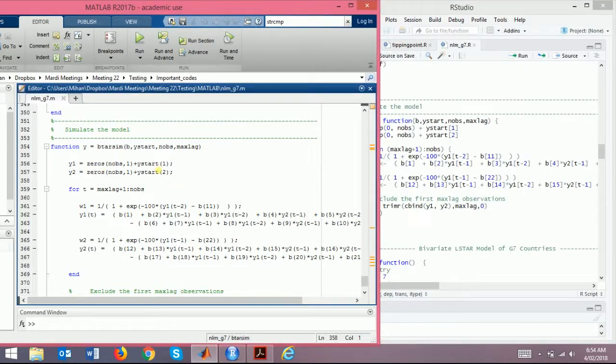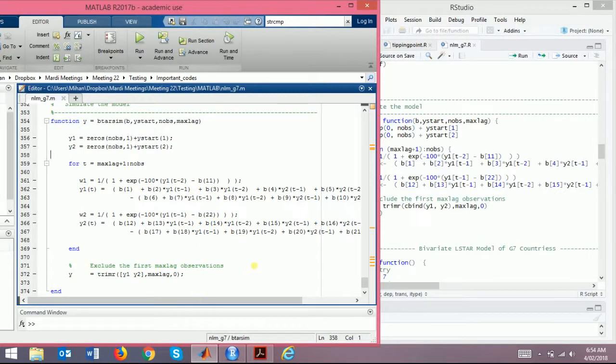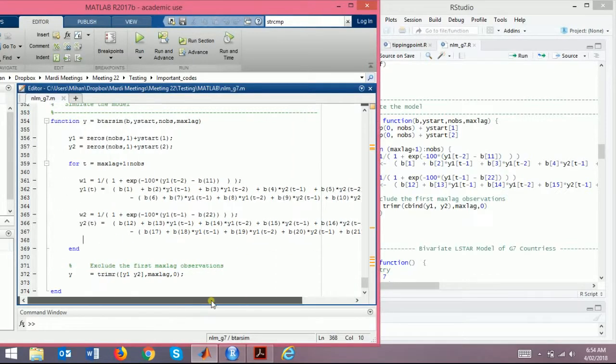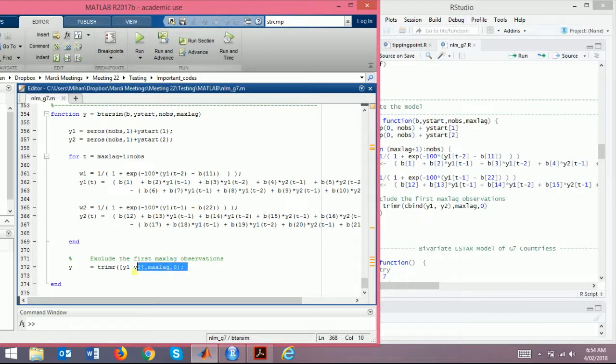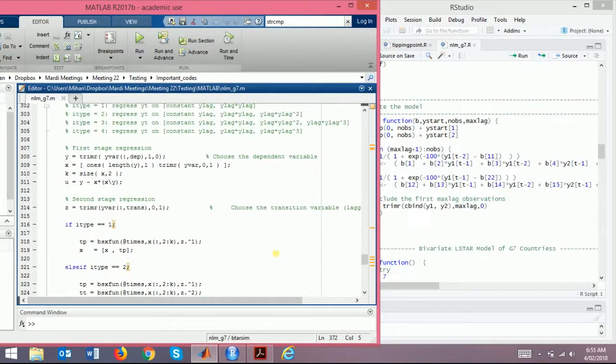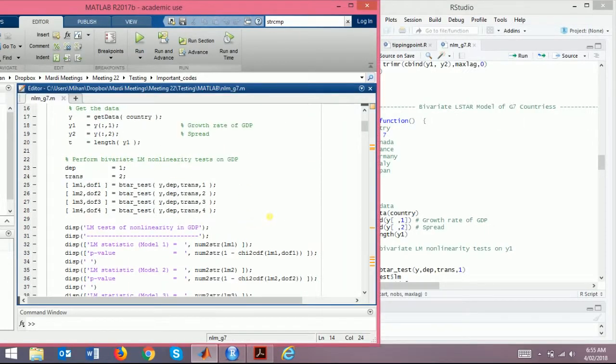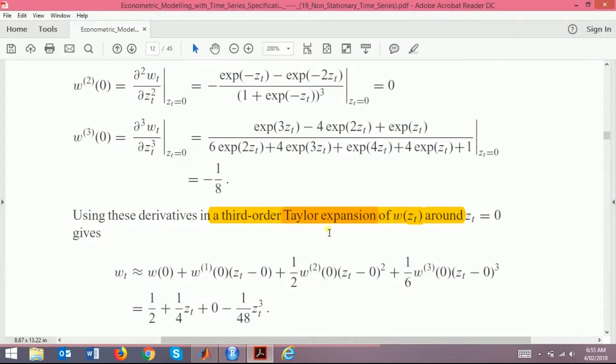Y1 is zeros as the initial value, beta simulation, number of observations, and this is exactly reciprocal. This is exactly reiterating the first one, the equation that we derived for the log likelihood function, but we just exclude the first maximum log observations, and then we define the log likelihood function. We used so many functions for this estimation: dependent is 1, transition is 2, transitional function is 2, nonlinearity test on GDP, so we are doing it on GDP now.